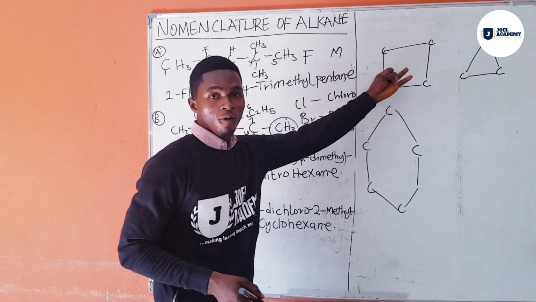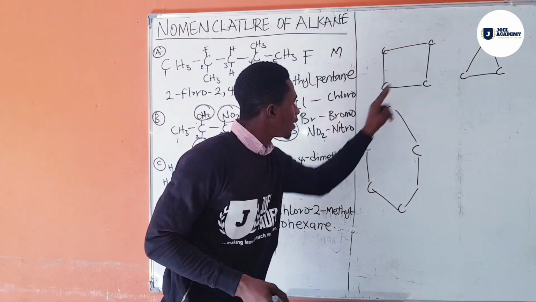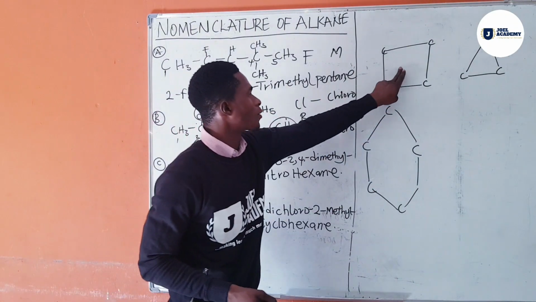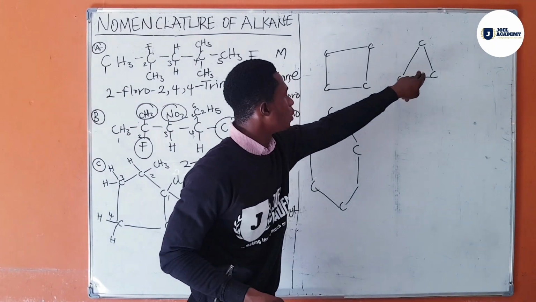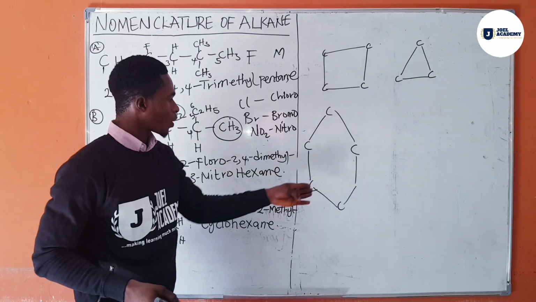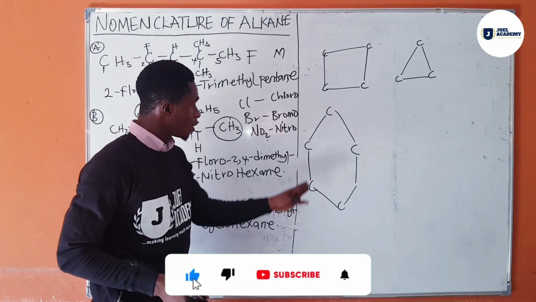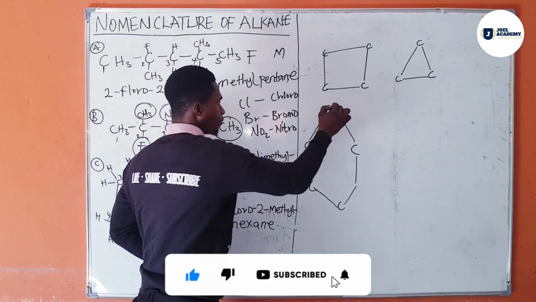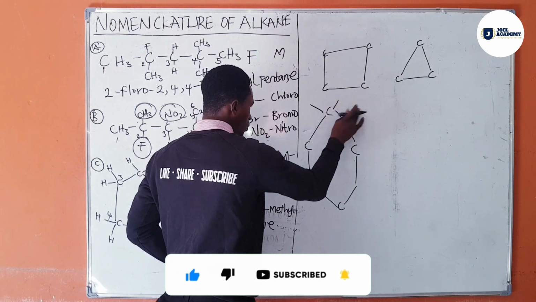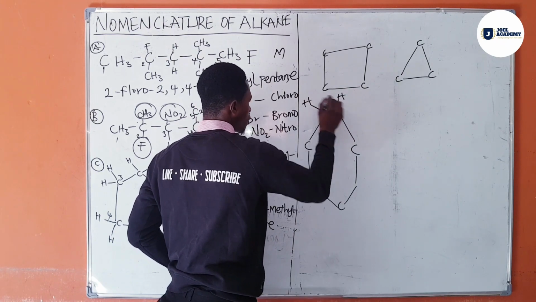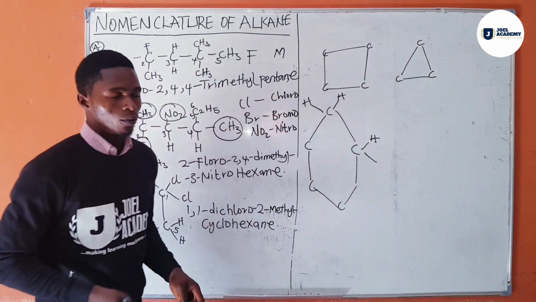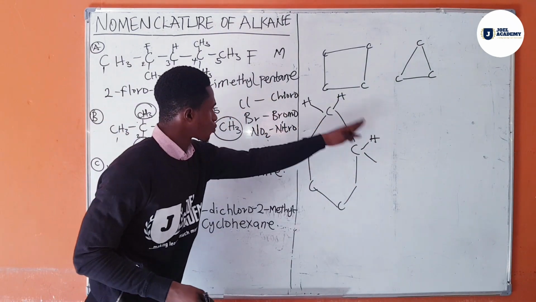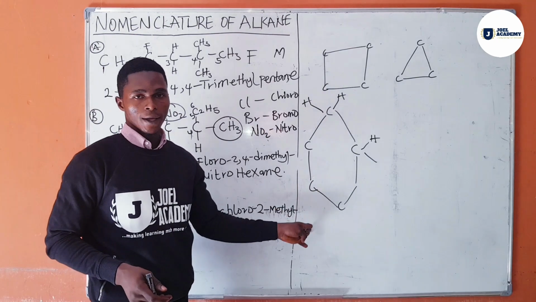When we have 4 carbon atoms bonded like this in the cyclo ring, we call it cyclobutane. When we have 3 carbon atoms bonded in this way, we call it cyclopropane. And when we have this kind of carbon ring with no branching, all of these parts will have 2 hydrogens all around to make it stable. So all this kind of structure is called cyclohexane.